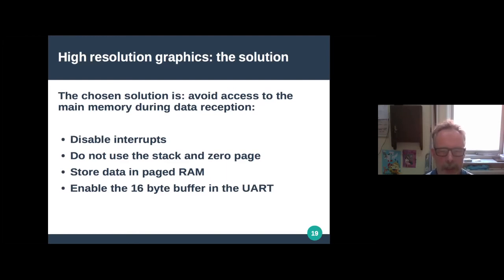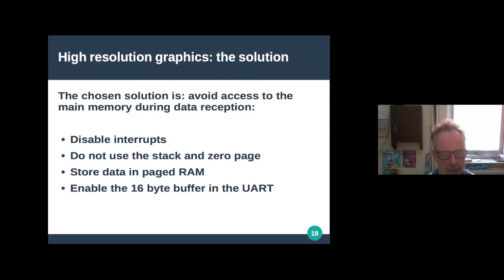So I have chosen to avoid access to the main memory, and I disable interrupts for that, because on each interrupt you get stack access and also reading system vectors at page 200. Also, I cannot use the stack or zero page. That means I cannot use the jump to subroutine instruction of the 6502, and that's not a real problem.